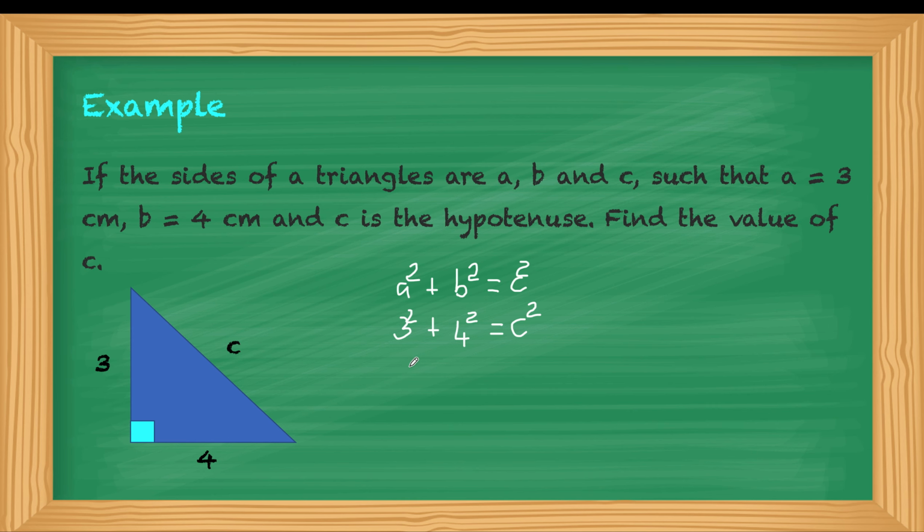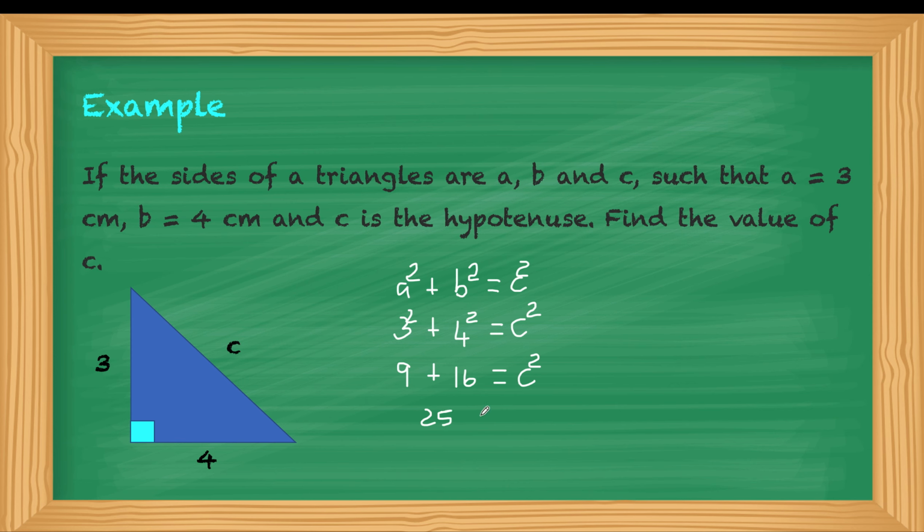Alright, so when I multiply 3 by itself, I would get 9. When I multiply 4 by itself, I would get 16. And that would be equal to c squared. Now when I add 9 plus 16, I will get 25.